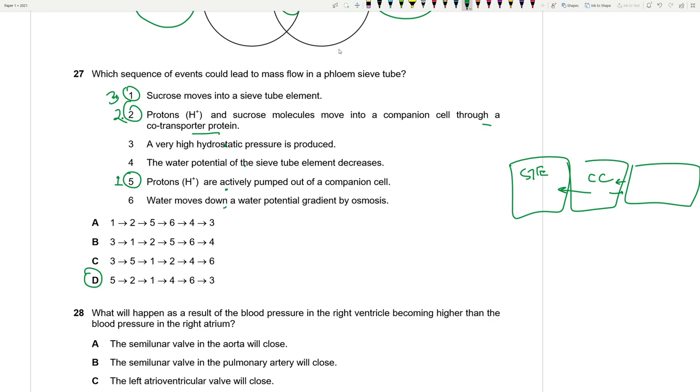Okay, now what? As sucrose enters this, water potential will decrease, right? Water potential of the sieve tube element decreases. 4 is 4. Now what? Water will move down the water potential gradient into the sieve tube element, and then a very high hydrostatic pressure is produced. That's the logic. Okay, remember this sequence, really important.